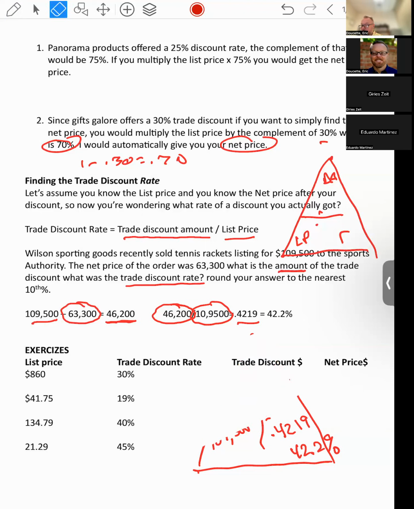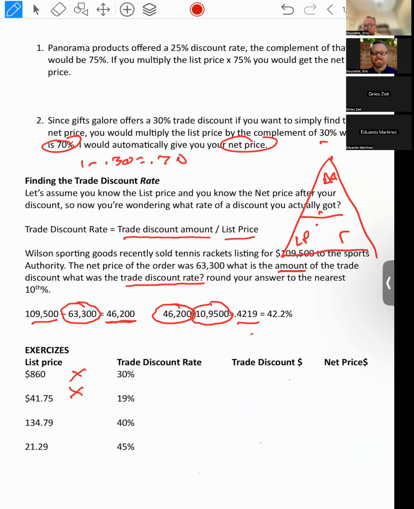So if we were to solve the rest of these problems down the bottom, they're looking for both the trade discount and the discount rate. If I just want to find the trade discount, I can simply multiply these. This is my list price, $860 times 30%. I didn't actually do any of these, but if I wanted to, it would be $860 times 0.30. That's going to give me a discount amount of $258. So it means I saved $258 by being given a 30% discount.